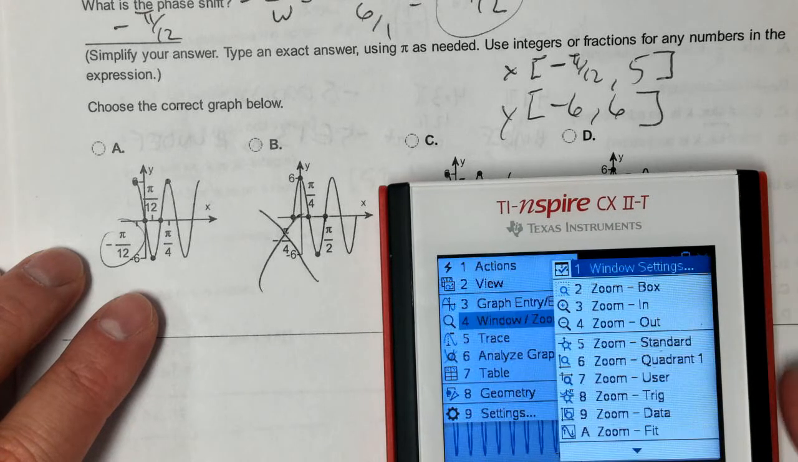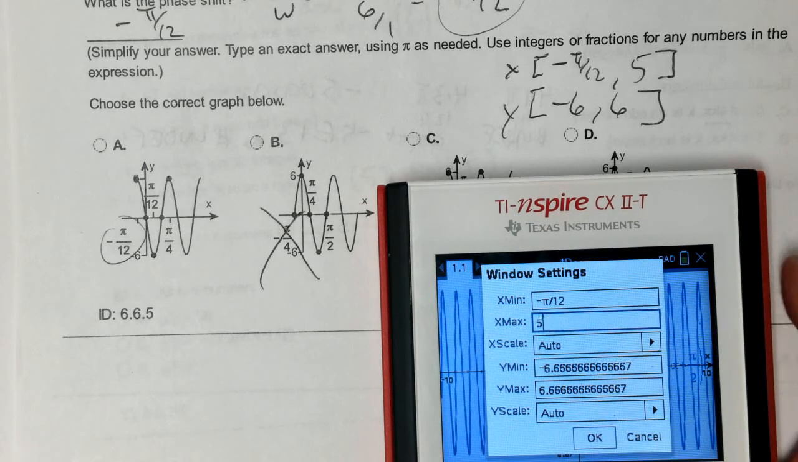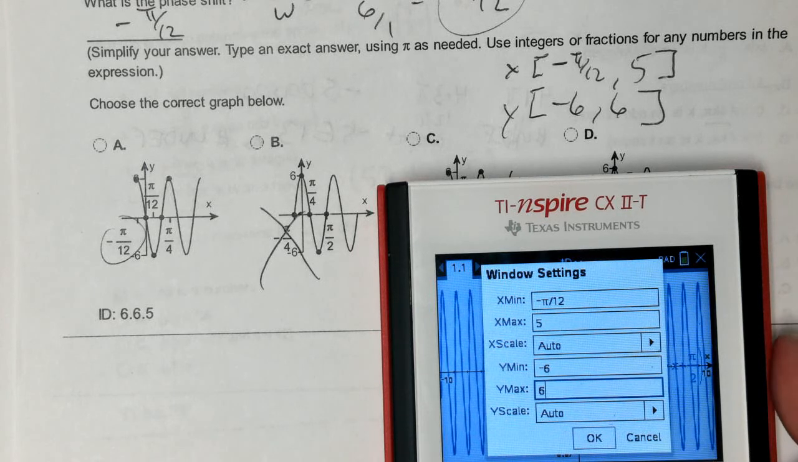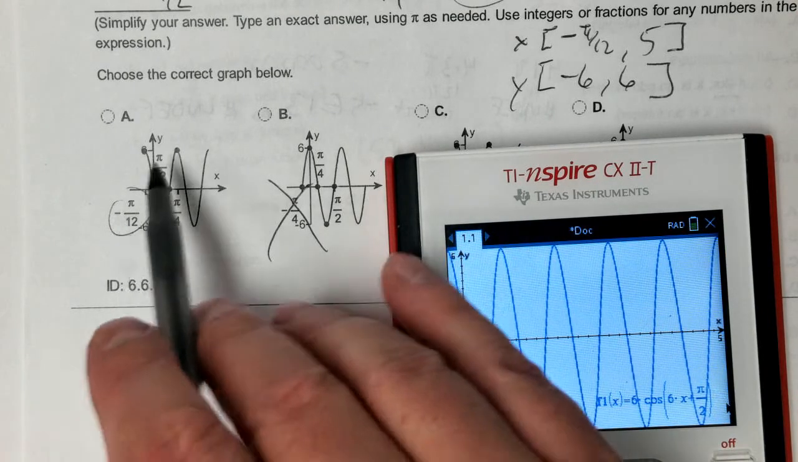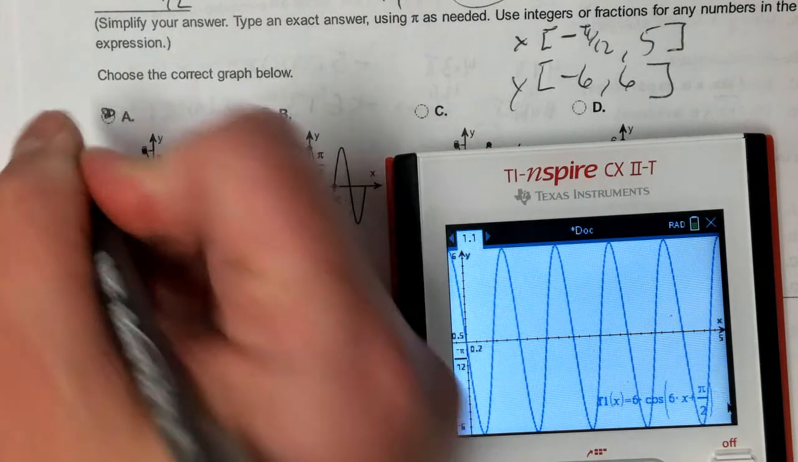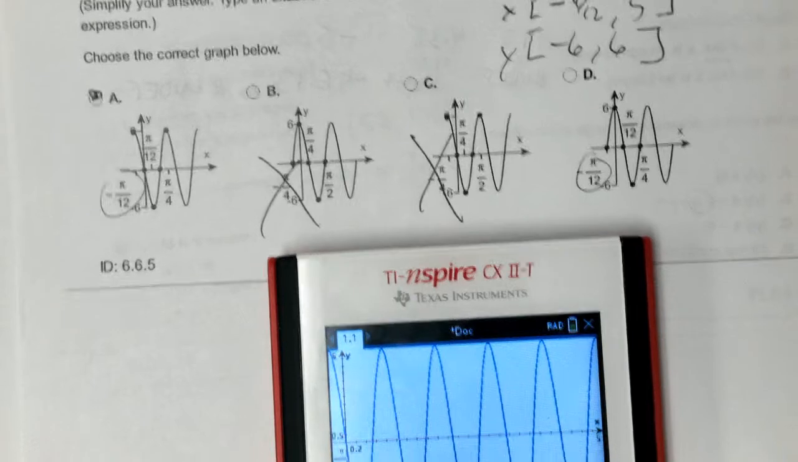So go to your window: negative pi twelfths to 5, and then negative 6 to 6. Okay, so at negative pi twelfths, it's starting to go down like A. On B, it goes up. So I just look at the front.